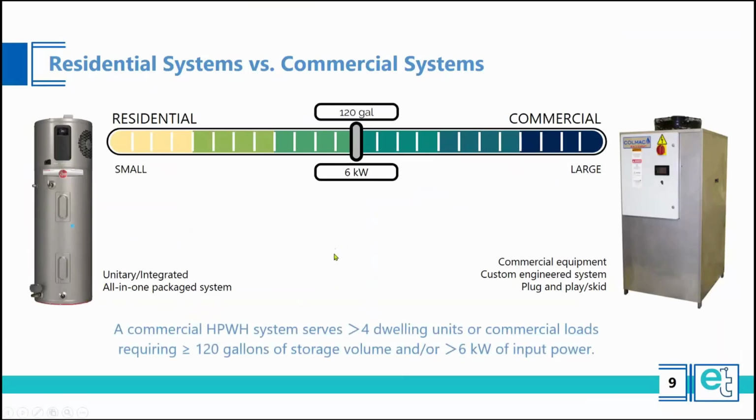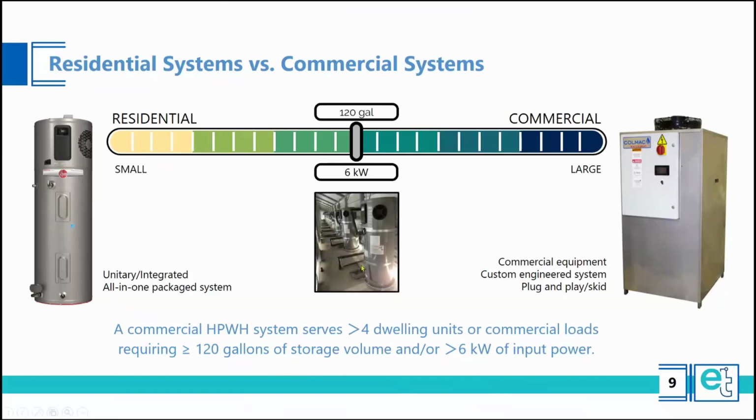A commercial heat pump is a system that serves, and a keyword here I should have underlined in the animated graphic, a system that serves 4 or more dwelling units or commercial loads greater than 120 gallons of storage volume and greater than 6 kW of input power. So that's a key definition of a commercial heat pump water heating system. And here's a picture of a system here.